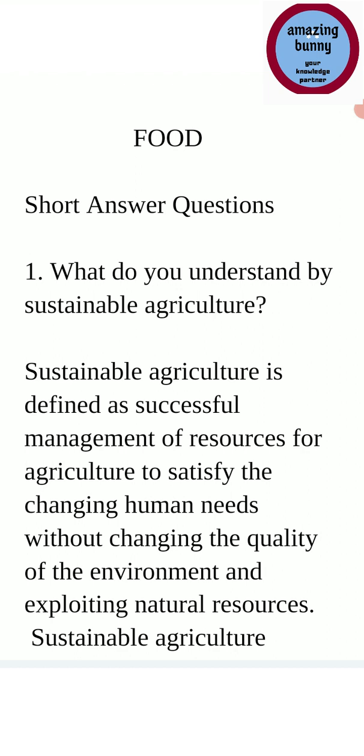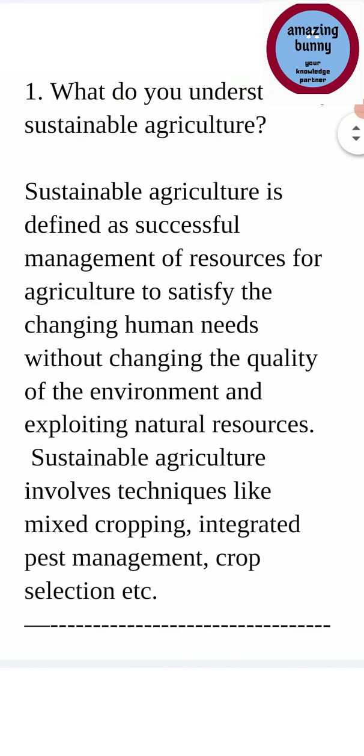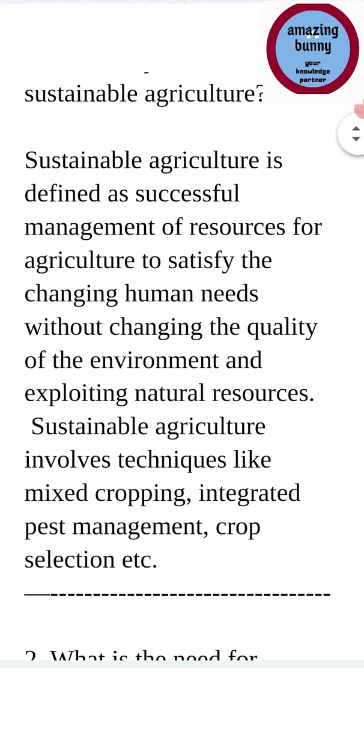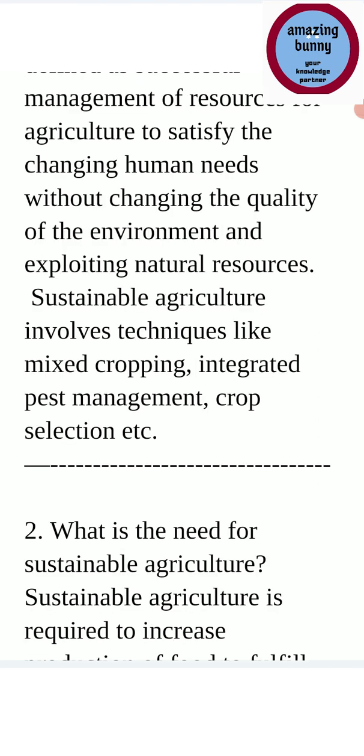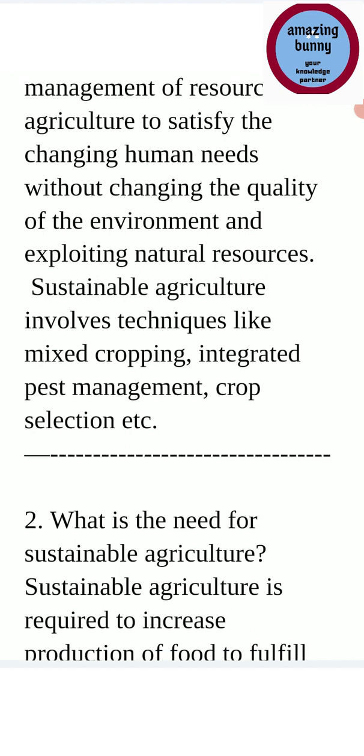What do you understand by sustainable agriculture? Sustainable agriculture is defined as successful management of resources for agriculture to satisfy the changing human needs without changing the quality of the environment and exploiting natural resources. Sustainable agriculture involves techniques like mixed cropping, integrated pest management, crop selection, etc.